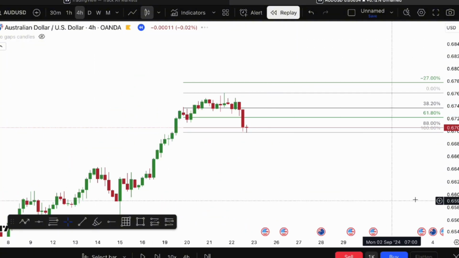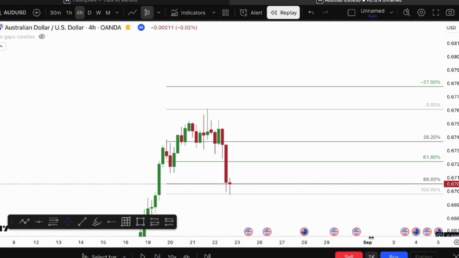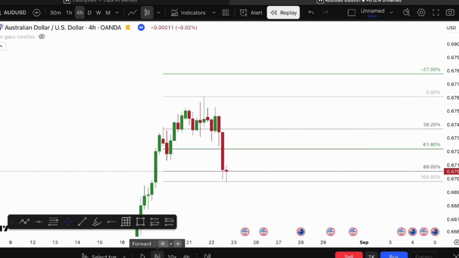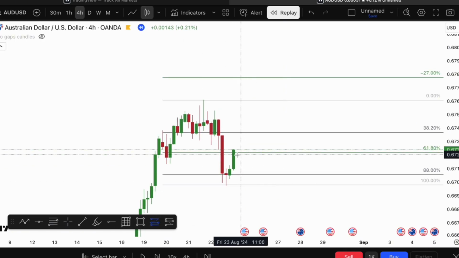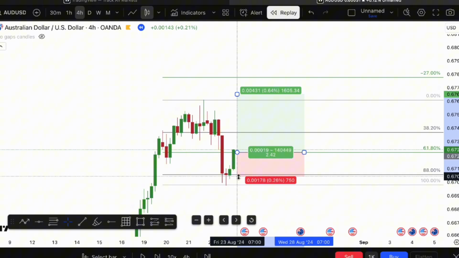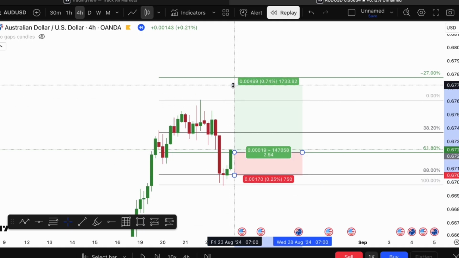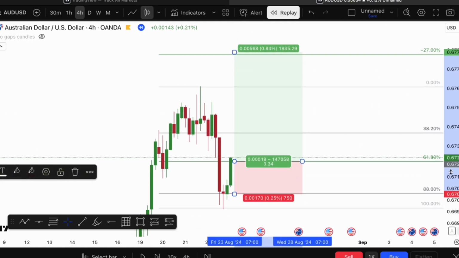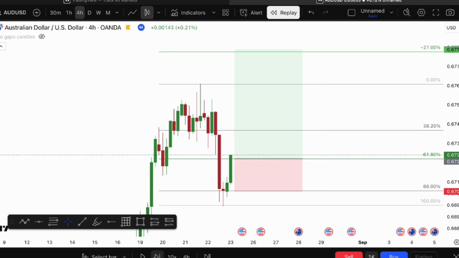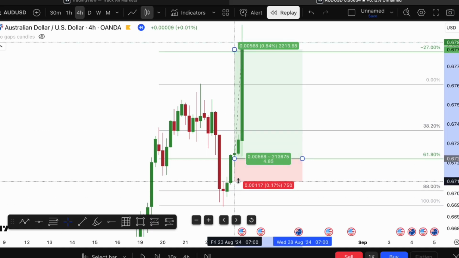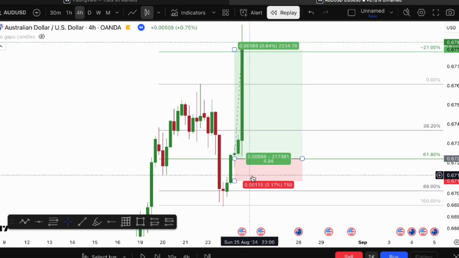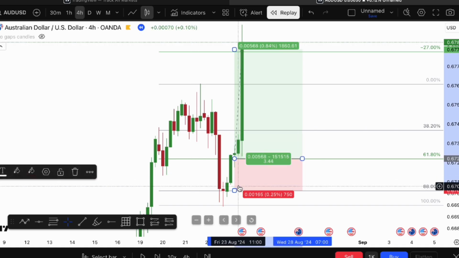On the 4 hour, you wait for the break and close of the 61 level. As soon as you have the break of the 61 level, you place your order on the 61, stop loss 88, take profit negative 27. You wait until you get tapped back into the trade, and as soon as price breaks this 38 level and closes above, your stop loss now goes to break even and it becomes a risk-free trade.